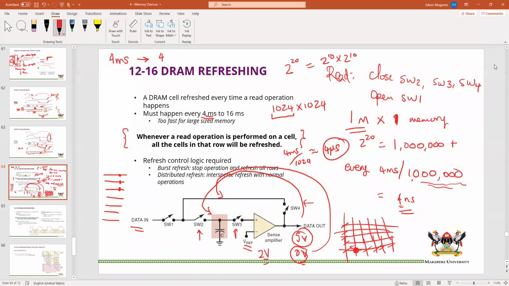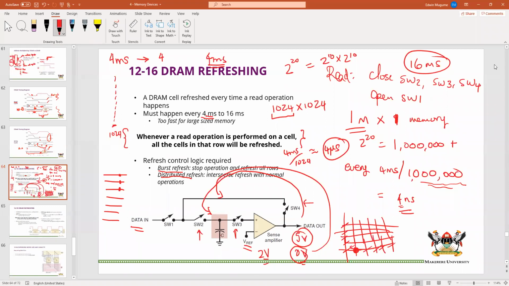And so we have two types of refresh control logic. One is the burst refresh, and the other one is the distributed refresh. Now in the burst refresh, every 4 milliseconds or 16 milliseconds, depending on the memory, we are going to stop every operation on that memory and then read through every row until the very end, in this case, 1024, and then go back to our normal operations.